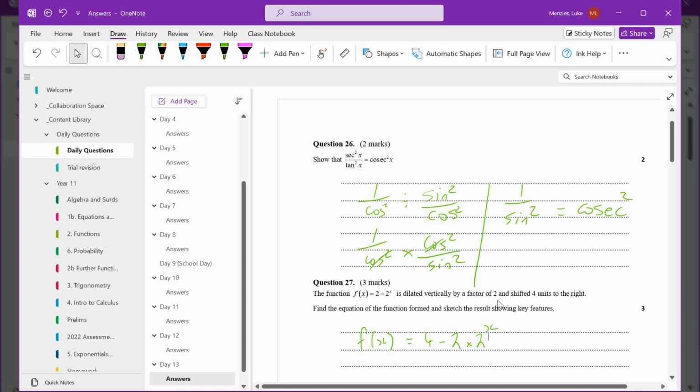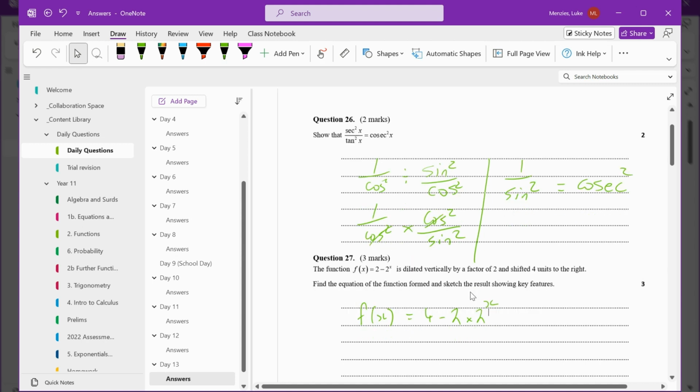Now if we're shifting something to the right by 4 units, you're really just affecting the x part. So we can say 4 minus 2 times 2 to the x minus 4. So shifting right. Now the whole reason I did the first step was for this very part, this part here.